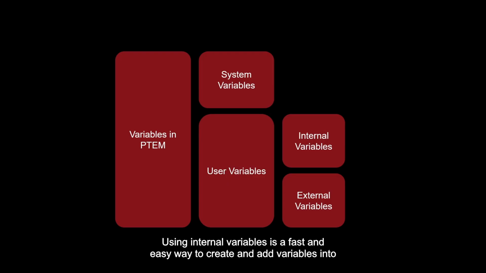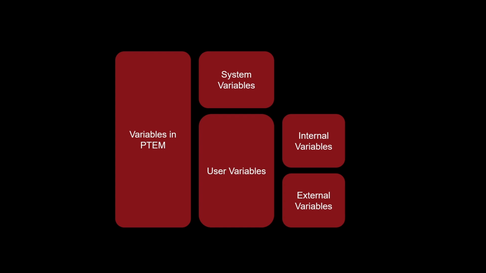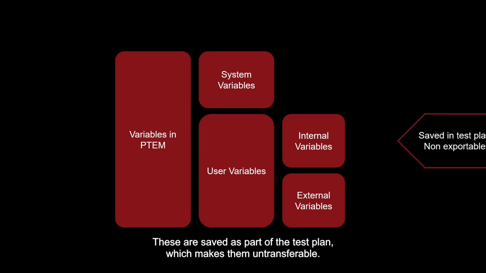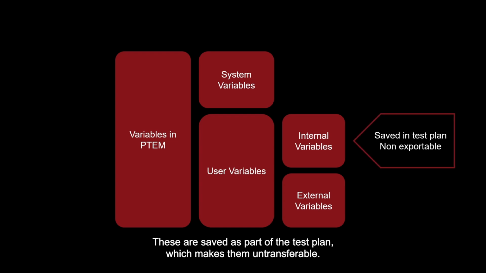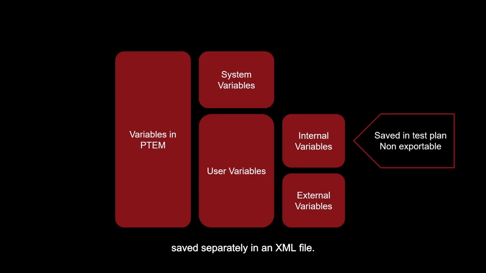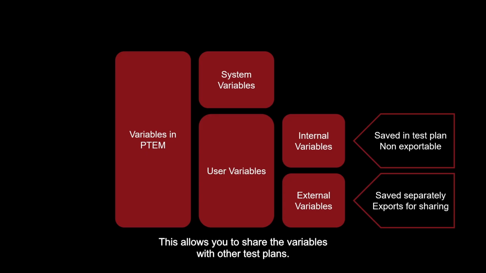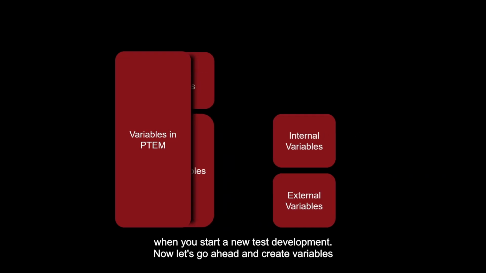Using internal variables is a fast and easy way to create and add variables into a test plan. These are saved as part of the test plan, which makes them untransferable. So you will not be able to export them and use them in other test plans. On the other hand, we have external variables that are saved separately in an XML file. This allows you to share the variables with other test plans. So by using external variables, you don't need to keep creating the same set of variables each time you start a new test development.